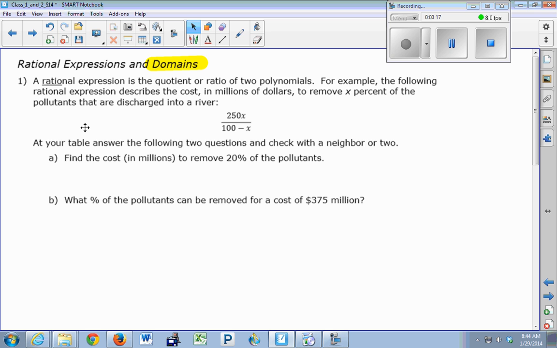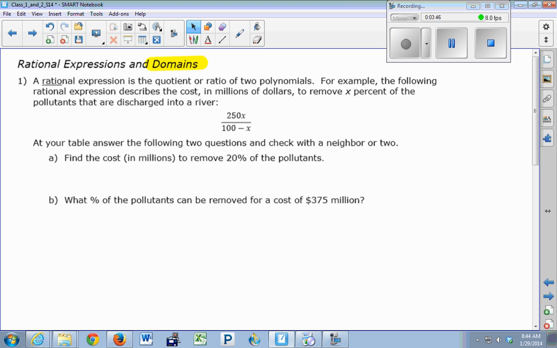Okay, so the first thing I want you to notice is this is an expression, and it's because it's not set equal to something. It's not an equation, it's just an expression. And anytime you have the fraction bar, which indicates division, then you've created a ratio. That's why I've underlined the word ratio in rational expression. So a rational expression is a quotient, which means you're dividing, or a ratio of two polynomials.